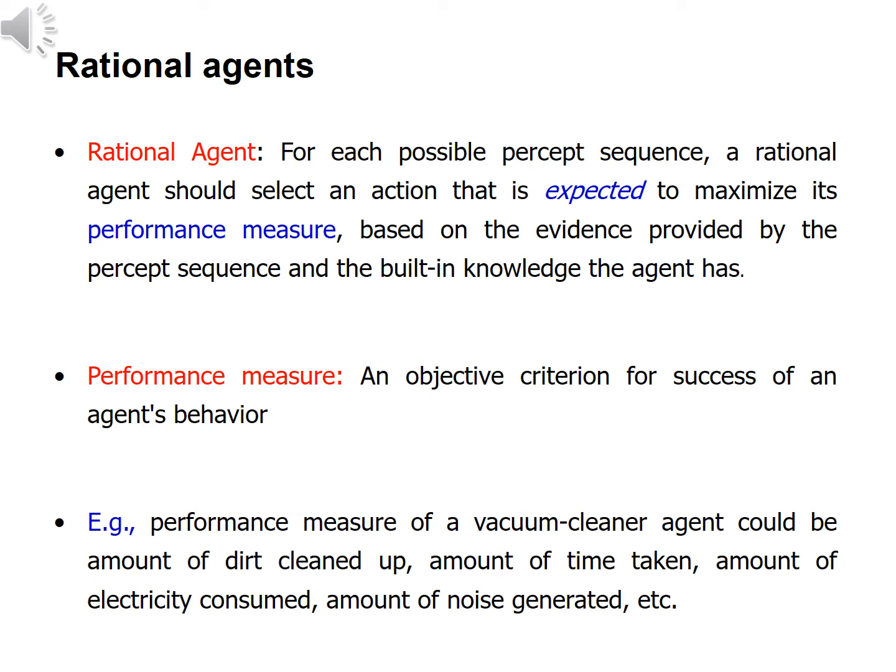For each possible percept sequence, a rational agent should select an action that is expected to maximize its performance measure. And this should be based on the evidence provided by the percept sequence and the built-in knowledge the agent has.